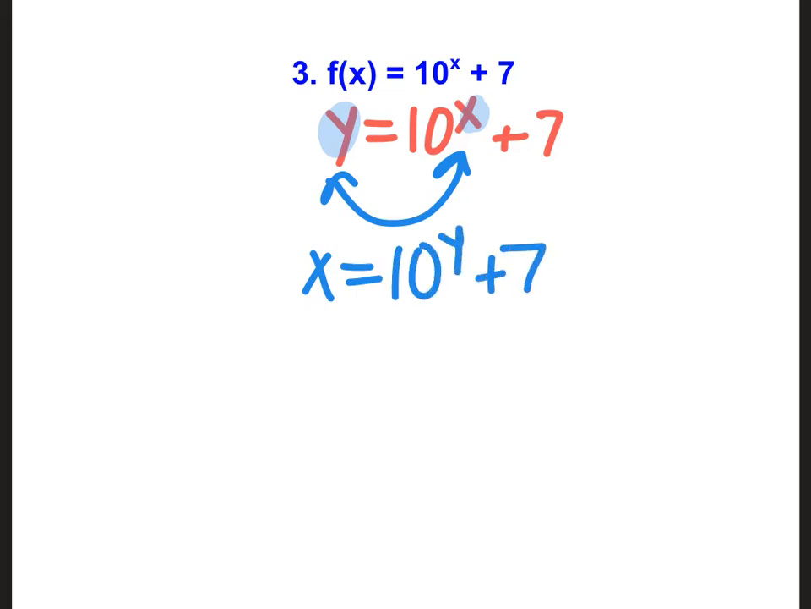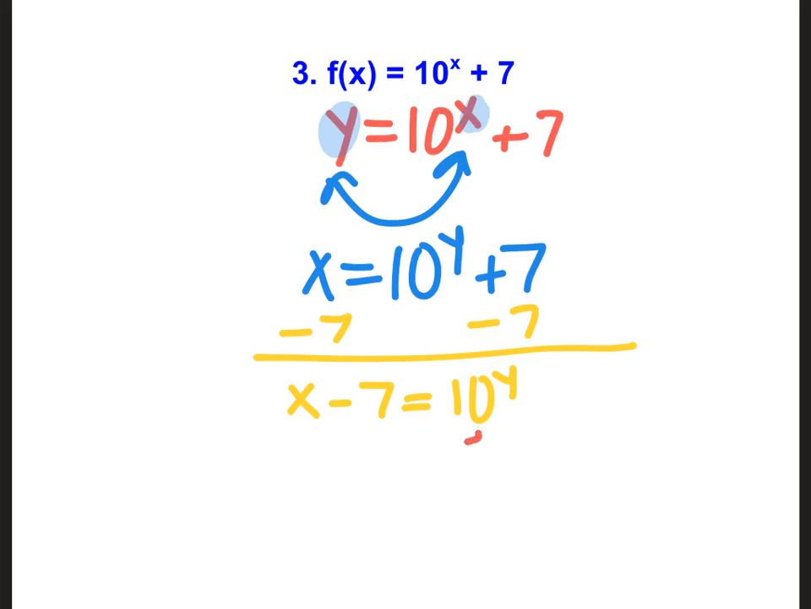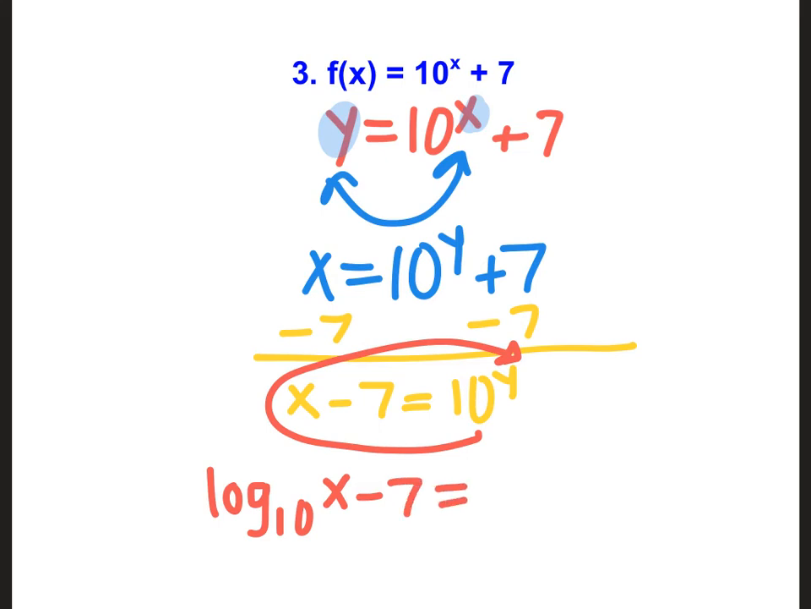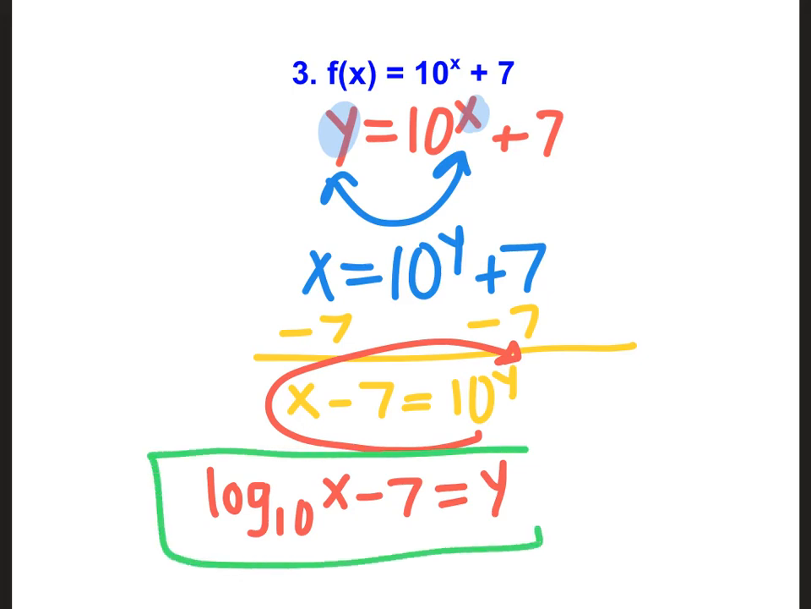Now I need that 10 to the power of y by itself. So I'm going to go ahead and subtract 7 from both sides. And when I do that, I get x minus 7 equals 10 to the power of y. Again, we're going to rewrite it so it's in log form. This will be my base, and then we're coming back this way. So we're going to do log base 10 of x minus 7 equals y. And this is your final answer. We have y by itself, so we're good to go.